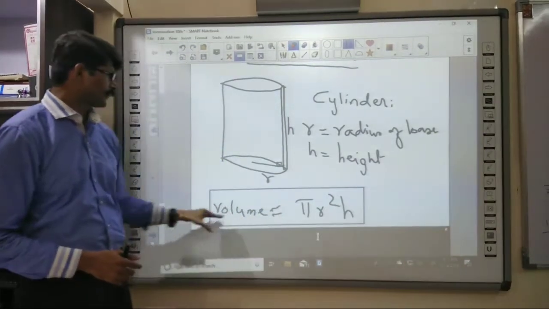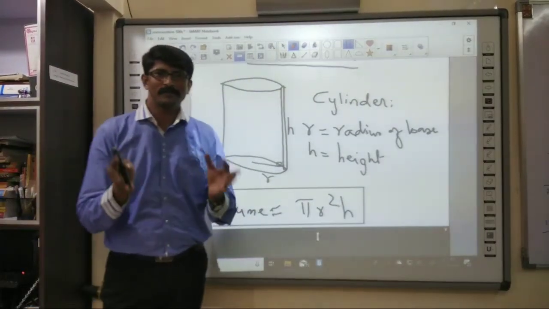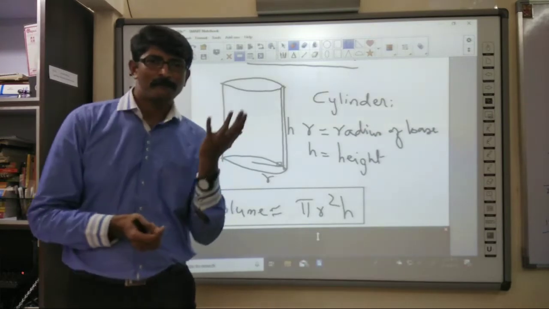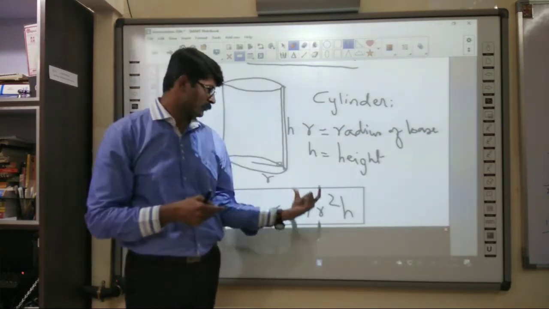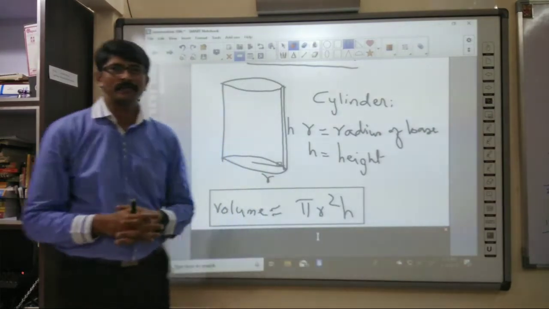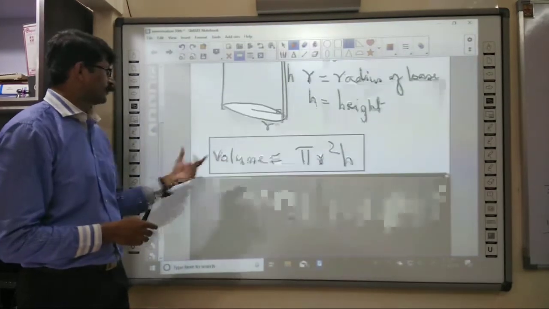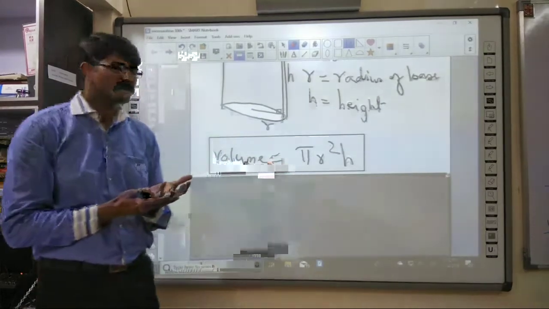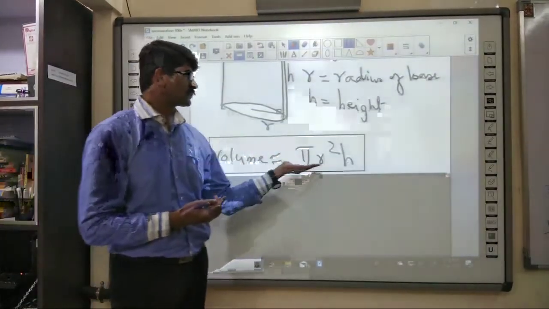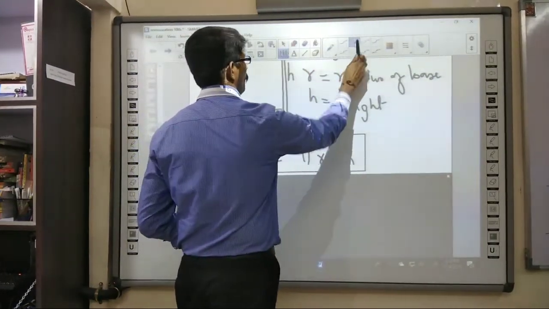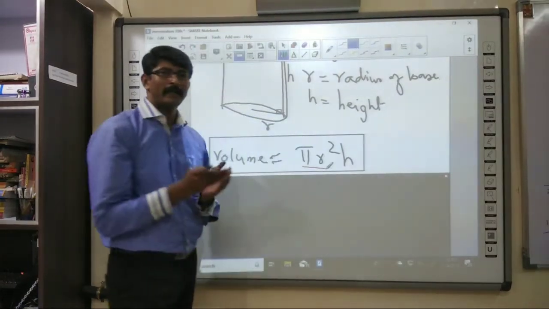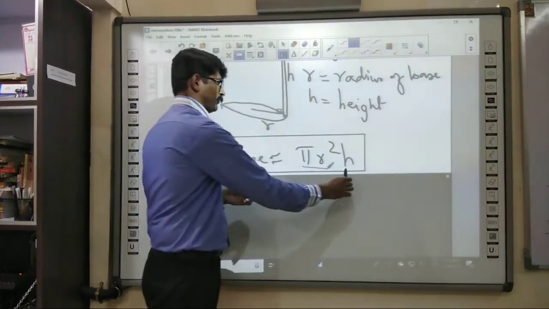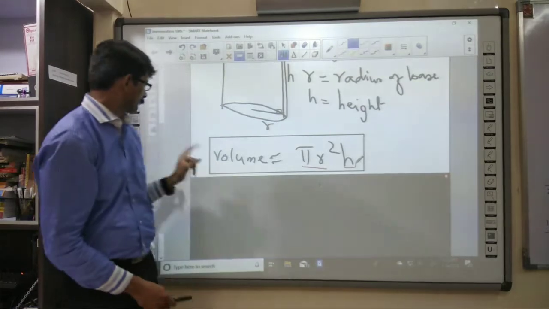First of all, we're going to see the volume. What is the volume, student? Just now I explained to you. Volume is nothing but base area into the height. So pi r square into h. Isn't it simple? Then the volume is equal to base area. Base area of the cylinder is pi r square because that's a circular surface. So pi r square and into the height. So that is the volume, pi r square h.